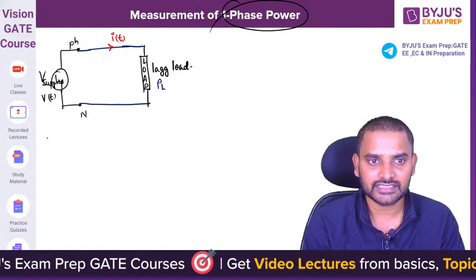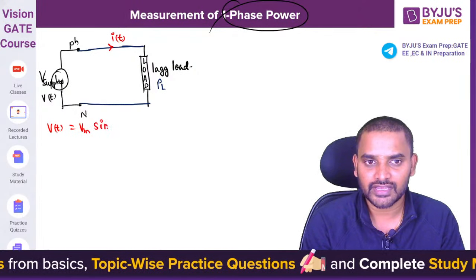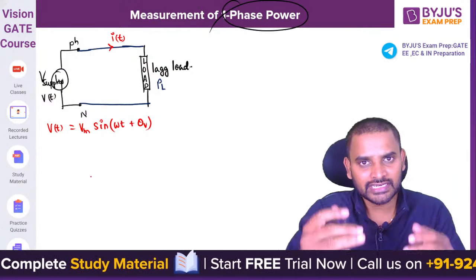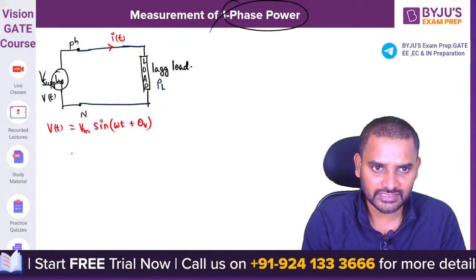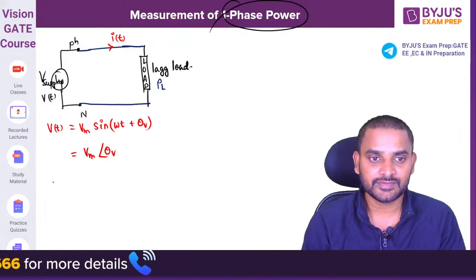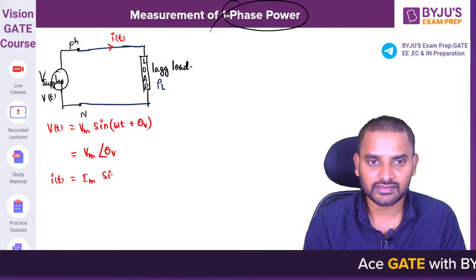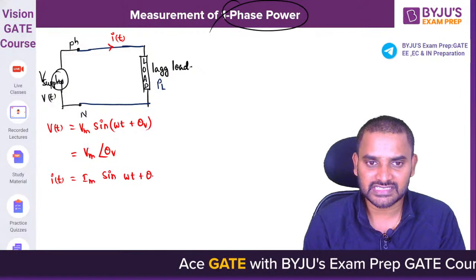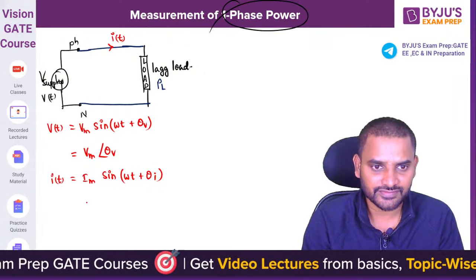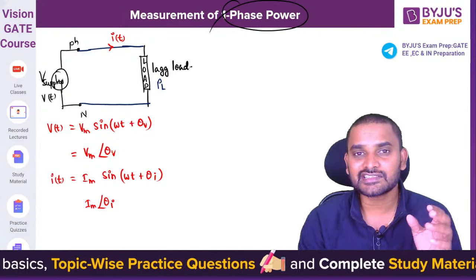First of all, let me write what V of t, the instantaneous voltage, is. I can take it as Vm into sine omega t plus theta V. You can convert this into polar domain also, as Vm at an angle theta V. Similarly, I of t is equal to Im into sine omega t plus theta I. You can convert this into phasor domain, Im at an angle theta I.